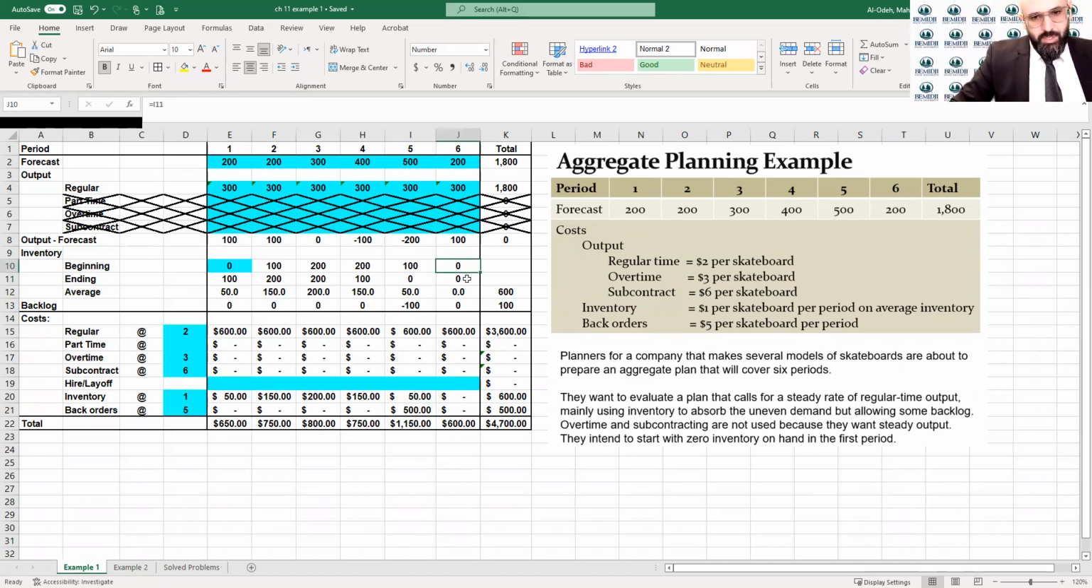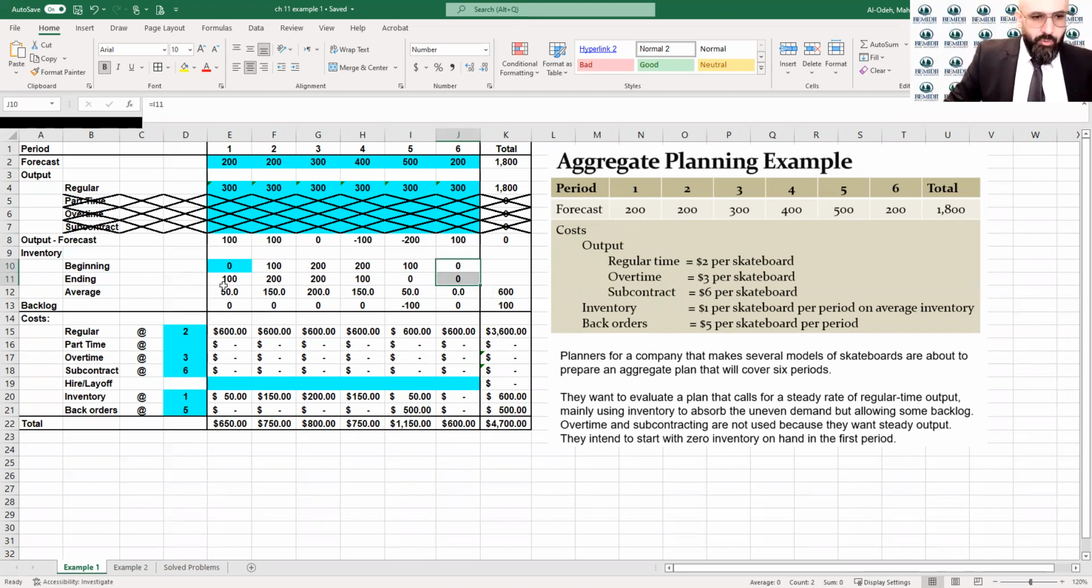Period 6 is a 0 and 0. There's nothing because we've made 300. The demand is 200. We made 100 units extra, but we have a backlog of 100, so that will give you 0 inventory by the end of period 6.